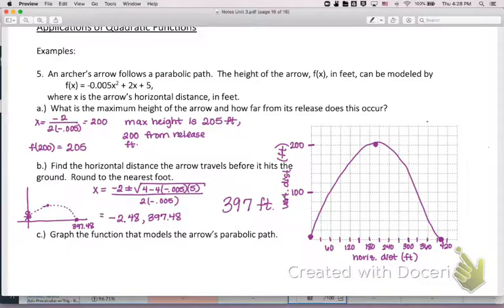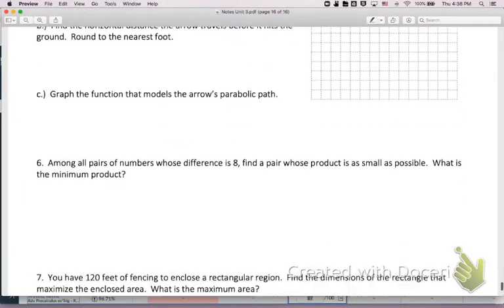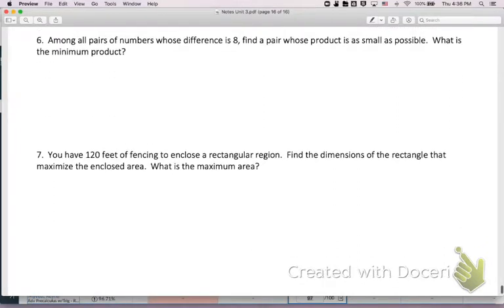Solving equations. Okay, let's look here. Two different types of word problems. Among all pairs of numbers whose difference is 9, find a pair whose product is as small as possible. So let's think first about a pair of numbers.